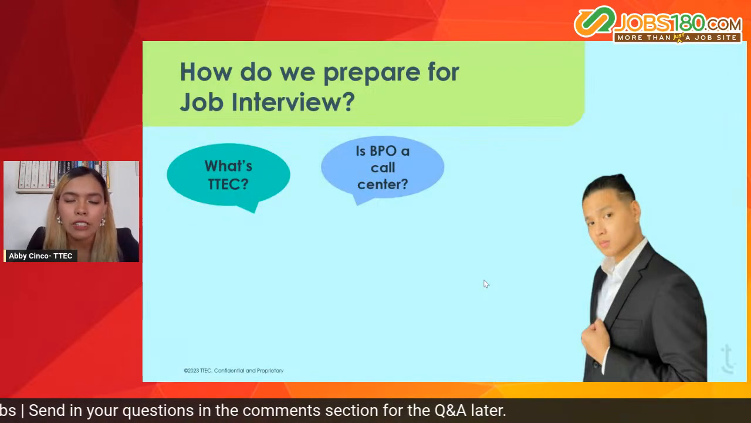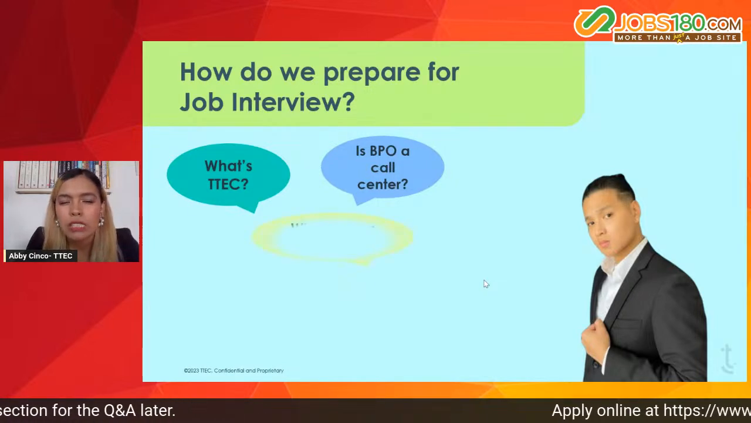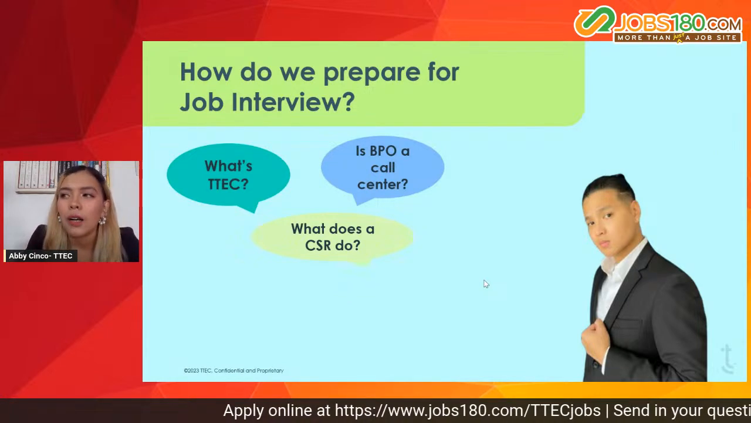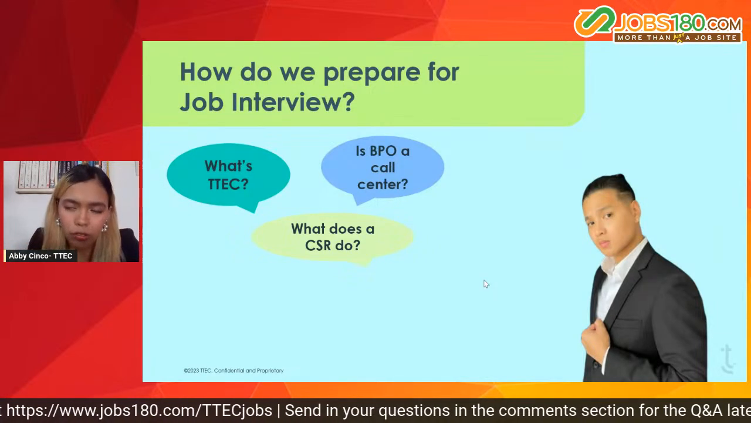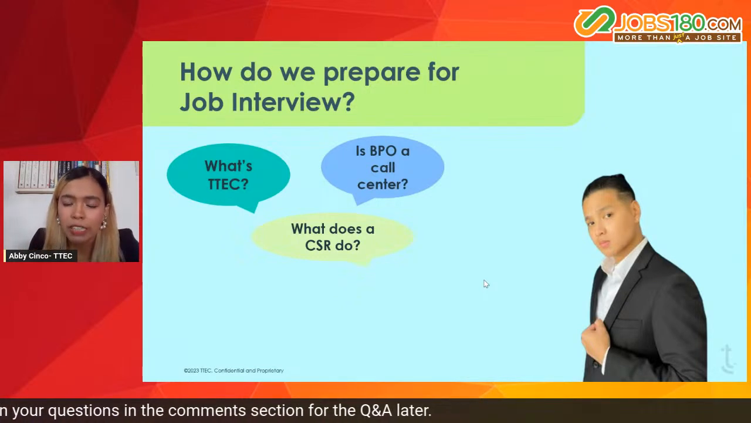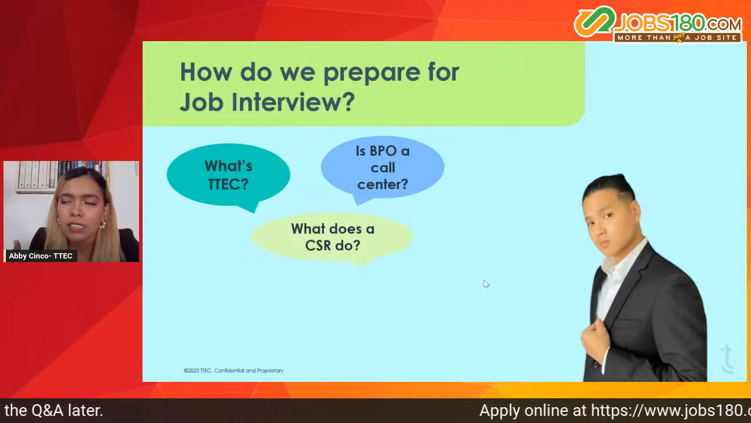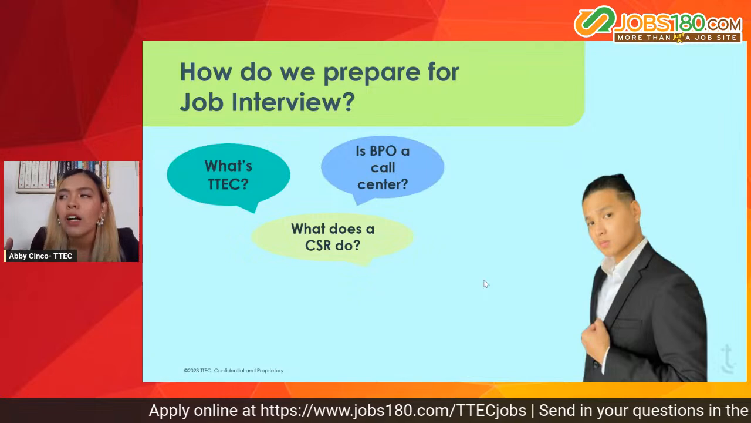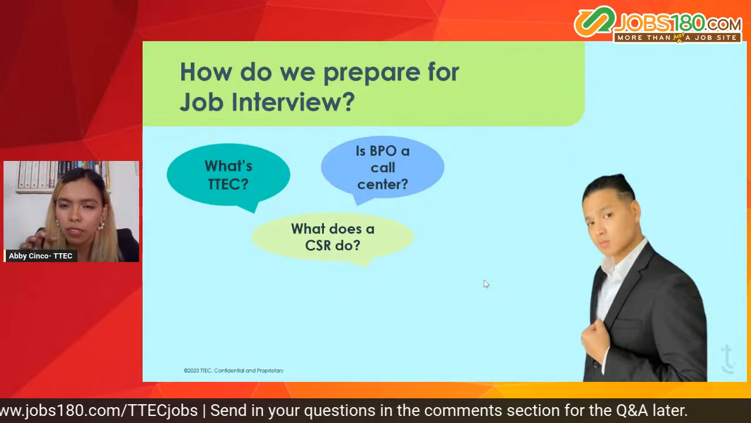Next is, of course, you have to know the role. Is BPO a call center? What does a CSR do? We have to know the job that we're applying for. We have to read the job descriptions. Are you going to sell? Are you going to troubleshoot? Do you have the skills to troubleshoot? Do you have any idea how selling works? Can you meet your targets? So we have to research, and if you don't have those skills, that's actually okay, but you have to prepare yourself and improve yourself. So when you apply, you have an idea about those things in the job description.